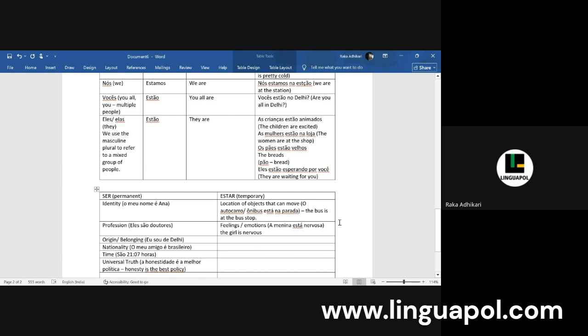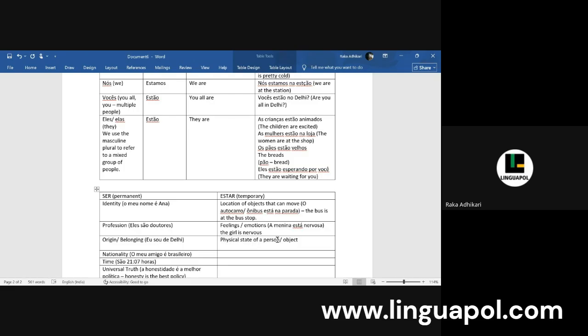A menina está nervosa. So being nervous is a sensation. It's a feeling. So it's temporary. Okay, it will not be permanent. So that's why we are using the estar verb. Secondly, physical state of something. It can be physical state of a person or physical state of an object.